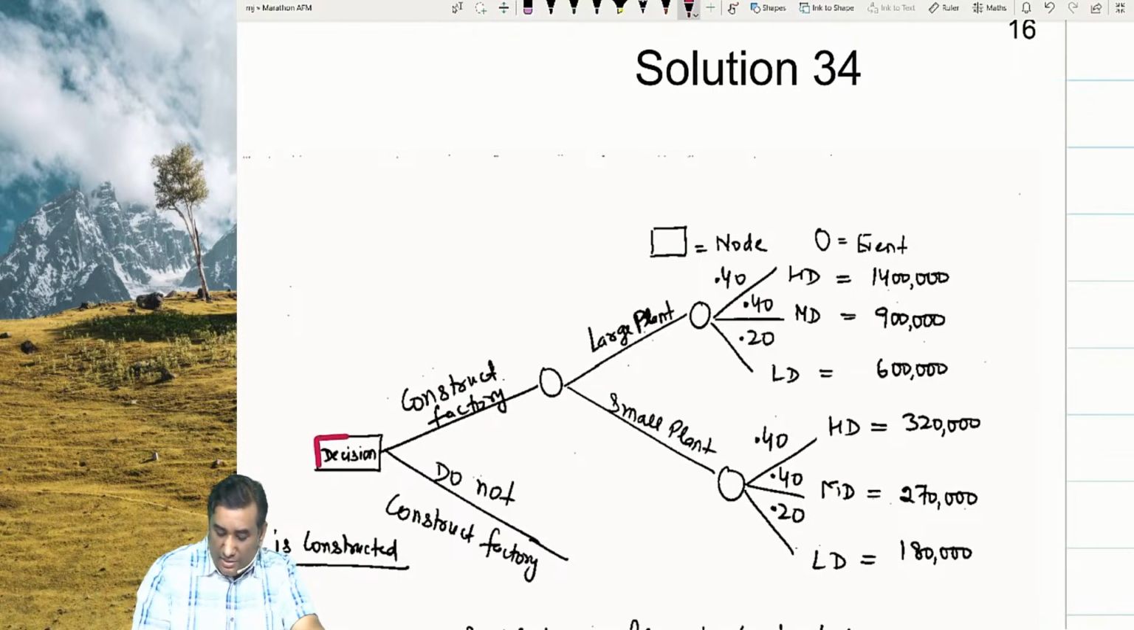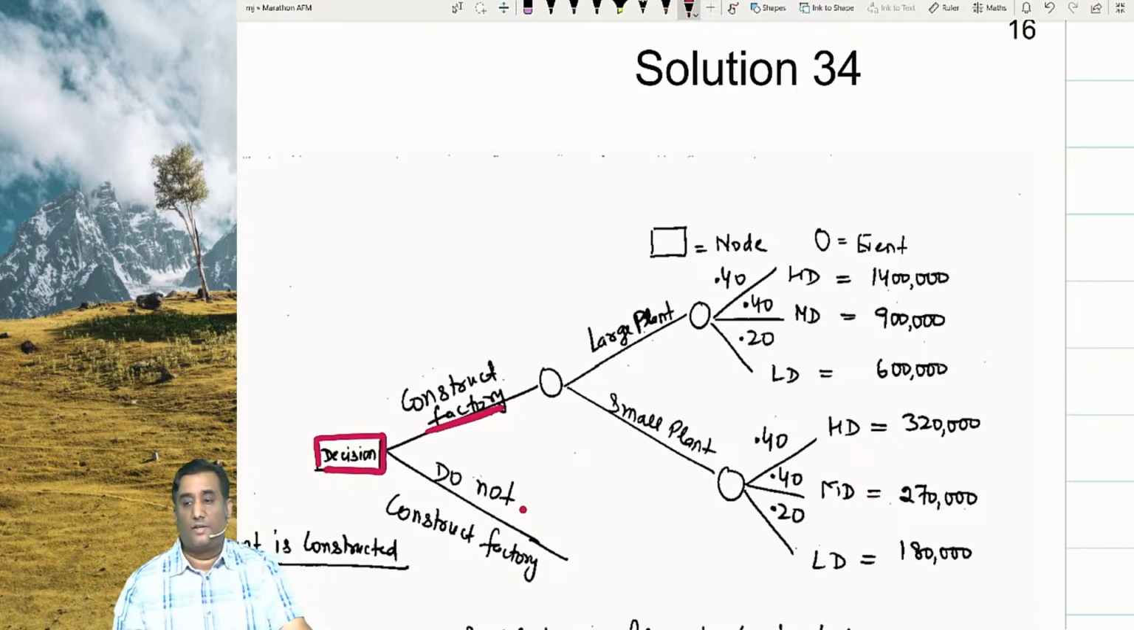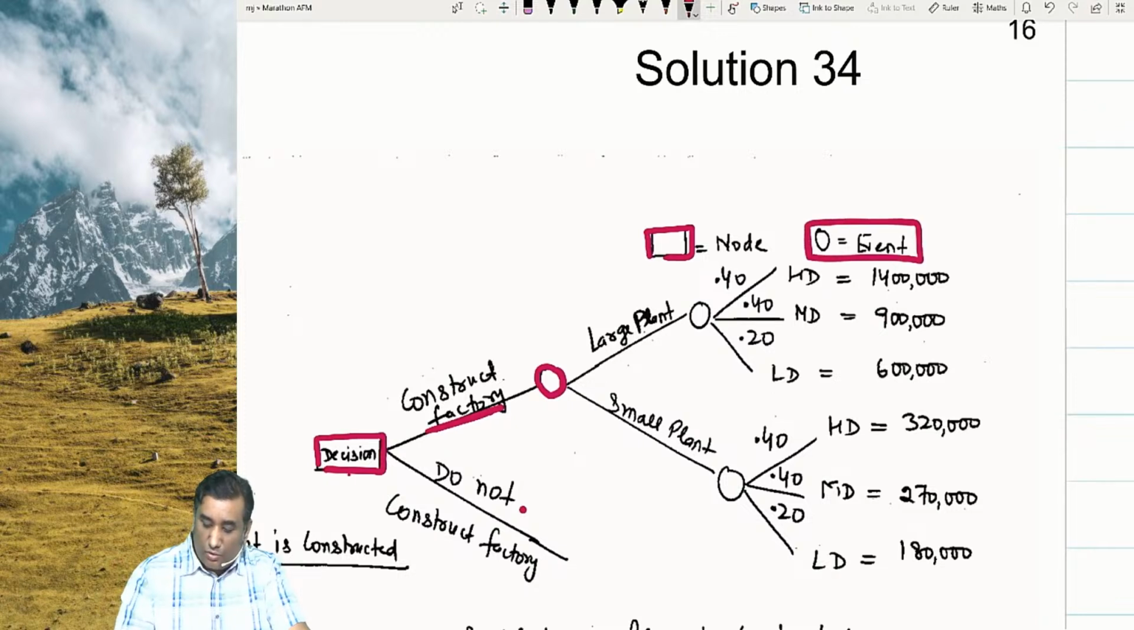Decision should be: construct a factory, do not construct a factory. Decision between construct a factory, this is called node. We are standing at node. Decision we are taking, should I construct a factory or should I not construct a factory? If I do not construct factory, the NPV is 0. If I reach here, construct a factory, I reach at an event, then two events take place, either large plant or what? Small plant. If I go with the large plant, then three events are possible: high demand, medium demand, low demand.